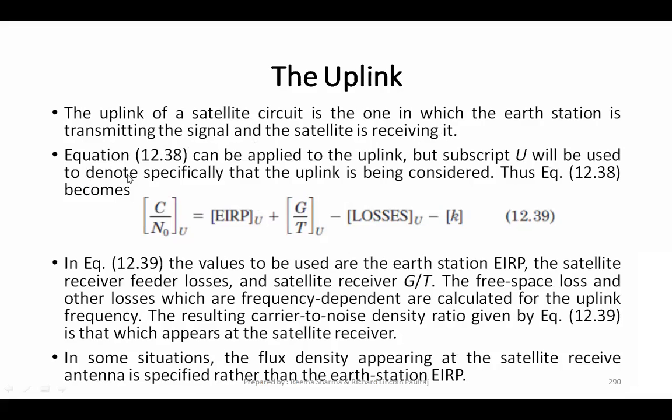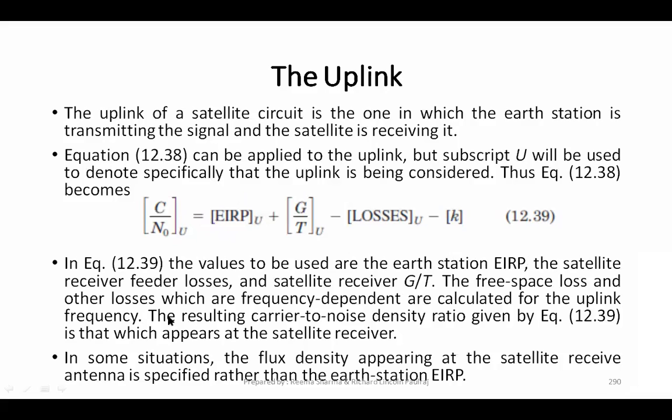So the same equation we have used here, but as I mentioned, we are employing U, referring to the uplink, that the signal is being transmitted. Then in this equation, the values to be used are the earth station EIRP. We have specific values for the earth station, so those values alone we'll be using. We will not be using those values which are specifically meant for the satellite.